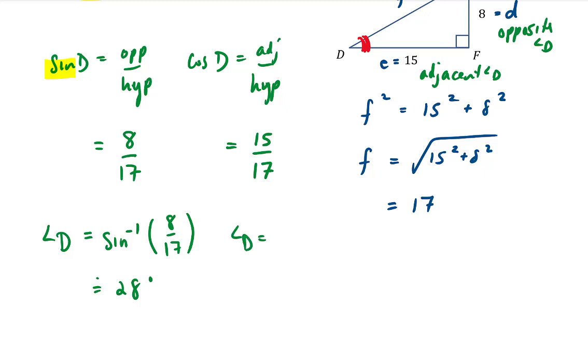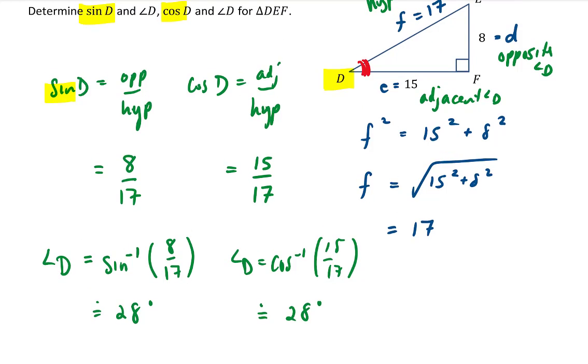We can do the same thing for cosine. If I want angle D, I'm going to do the cos minus 1 of 15 over 17. And if I do that, I again get 28 degrees, which should be the same because we're focused only on angle D. So whether I use the cosine ratio or the sine ratio, I should get the same answer, which is 28 degrees for that angle D in this right triangle.